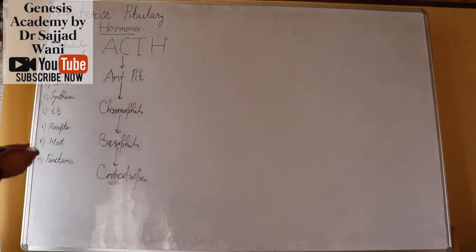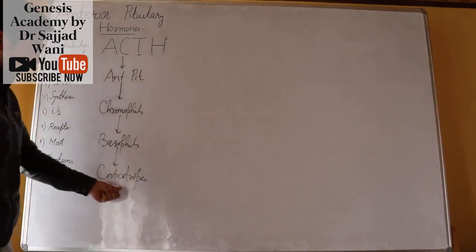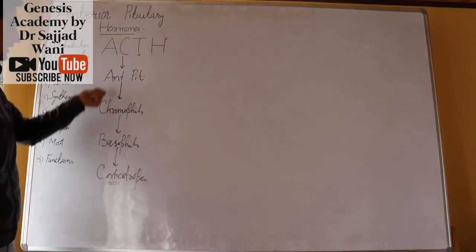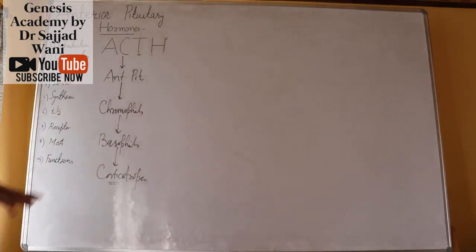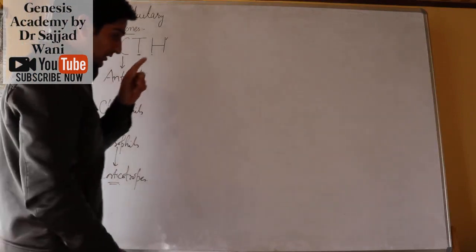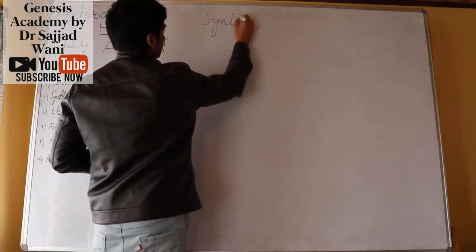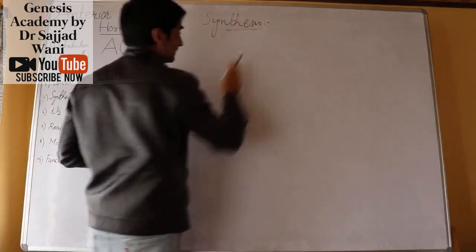So, adrenocorticotrophic hormone or corticotropin is secreted by the corticotropes, which are the basophilic cells, which are the chromophilic cells in the anterior lobe of pituitary. So, this is all about the source of these hormones. The important topic about this ACTH is the synthesis of this hormone. So how is ACTH synthesized?